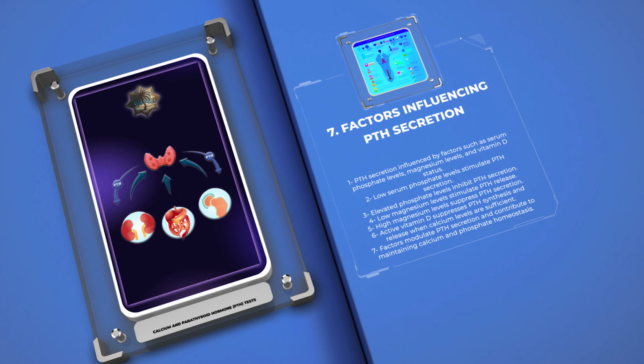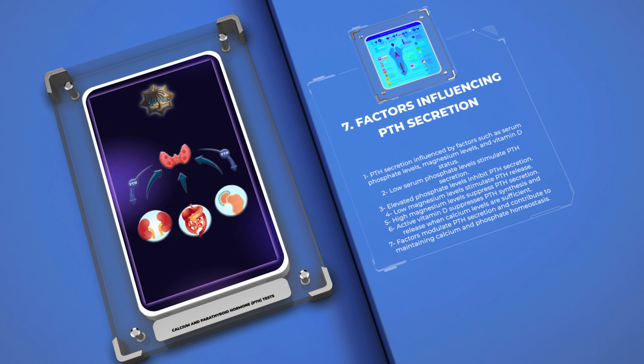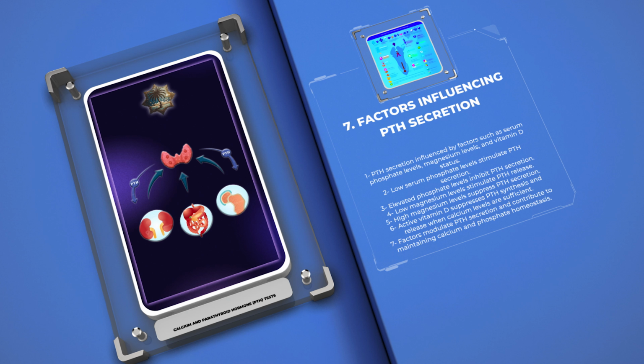This physiological response helps to restore phosphate levels and maintain a proper balance with calcium. Conversely, elevated phosphate levels inhibit PTH secretion, preventing excessive phosphate retention in the body. Magnesium, like calcium and phosphate, also plays a part in PTH secretion. Low magnesium levels, known as hypomagnesemia, stimulate PTH release. On the other hand, high magnesium levels, or hypermagnesemia, suppress PTH secretion.